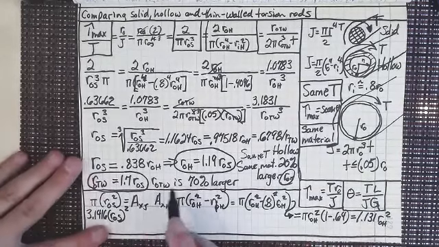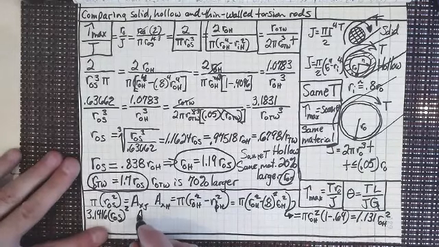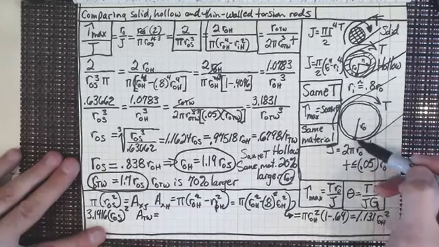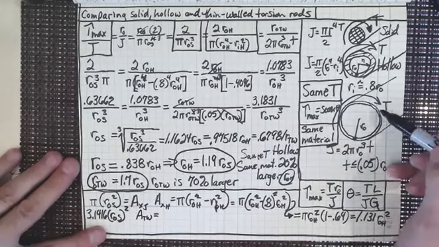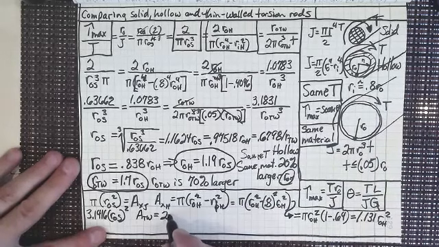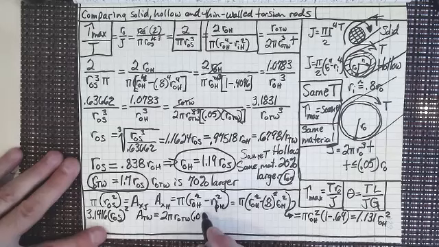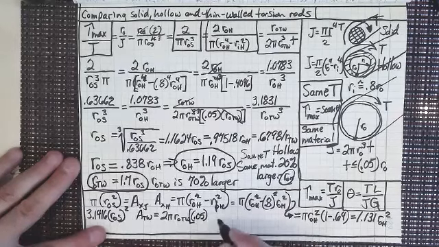You want to do the same thing and look at the area of the thin-walled shaft. The area of a thin-walled shaft is just the perimeter, 2 pi r, times the thickness. So 2 pi r outer thin-walled times 0.05, the thickness, right? I should have maybe written that anyway. Not a lot of room. Times 0.05 times r outer of the thin-walled tube.